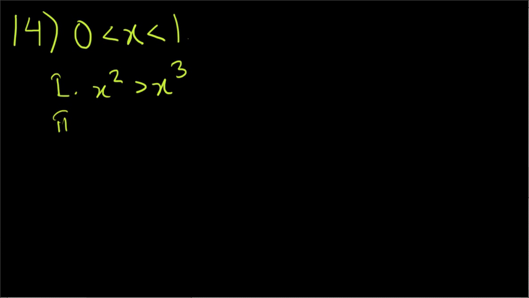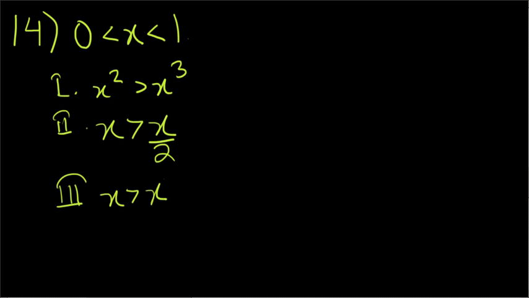Okay, so if 0 is less than x, which is less than 1, which of the following statements must be true no matter what? So they give us options. x squared is greater than x cubed. Then x is greater than x over 2, and then x is greater than x cubed.